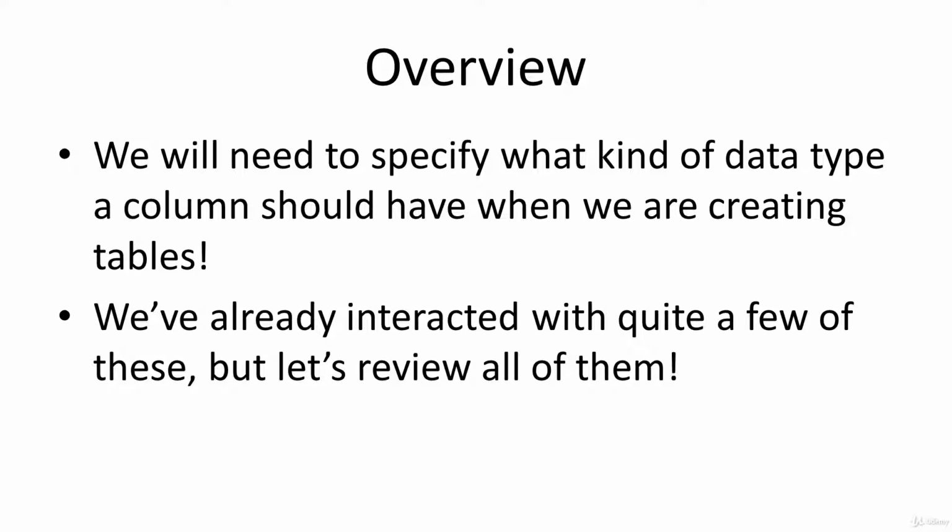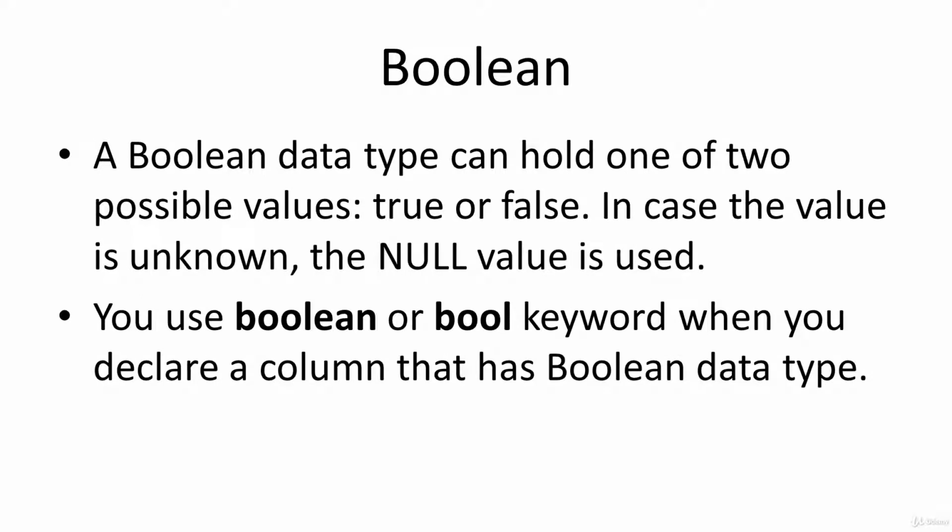So we're going to need to specify what kind of data type a column should have whenever we are creating tables, which is why we're learning about data types more specifically right now. We've actually already interacted with quite a few of these data types when we were looking at reading from a table, but let's go ahead and review them all so we can understand how to use them when we're actually creating a table. And the reason we have data types to begin with is to make sure that if someone is using your database, they're not able to insert the wrong data type into a column where it doesn't really belong. So let's go ahead and start off with the Boolean data type.